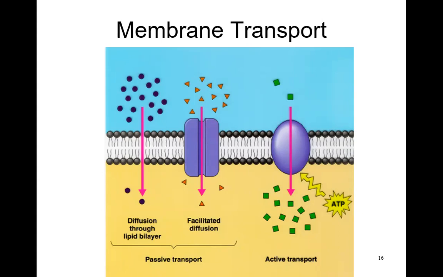The same with the facilitated diffusion. Those orange triangles might be glucose. More glucose outside than inside, so glucose flows in.